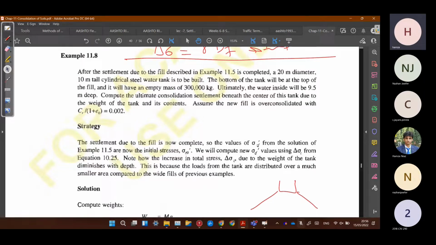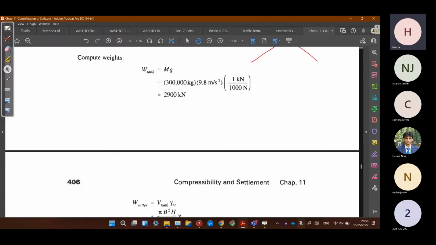First of all, they are saying that the empty mass of this is 300,000 kilograms, and the water in this would be 9.5 meters deep. So the pressure exerted by this, you can call this delta sigma, would be simply 300,000 kilograms. If we want to convert it into kilonewtons, we multiply by 9.81 and divide by 1000. That way we can get the answer in kilonewtons. We divide this whole by the total area of footing.